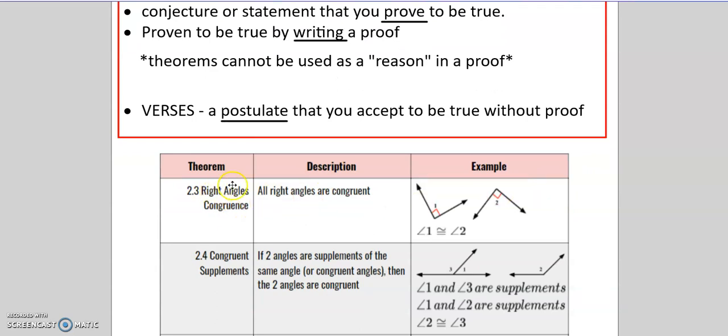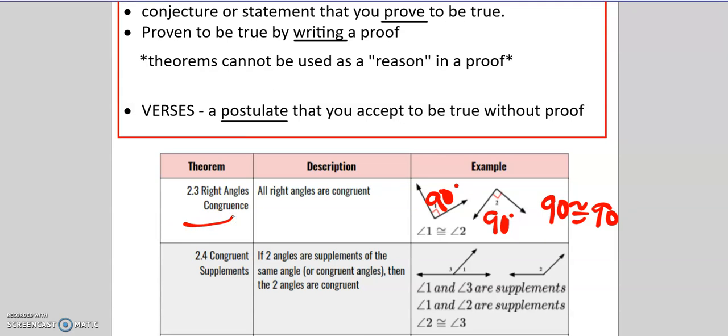The first one is the right angles congruence theorem. And this one's kind of silly. It just says all right angles are congruent, which we know, guys, because all right angles are 90 degrees, right? So obviously 90 degrees is congruent to 90 degrees. So that's the right angles congruence theorem.